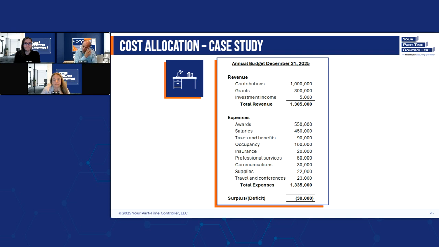So here we have a short version of an organization's budget. I always preach to my clients, they should be budgeting for a surplus. But we see here this organization actually has a budgeted deficit of $30,000. We want to see why that is. When we look at this type of format, we can't get any answers why there is a deficit and what we can do to maybe change that.